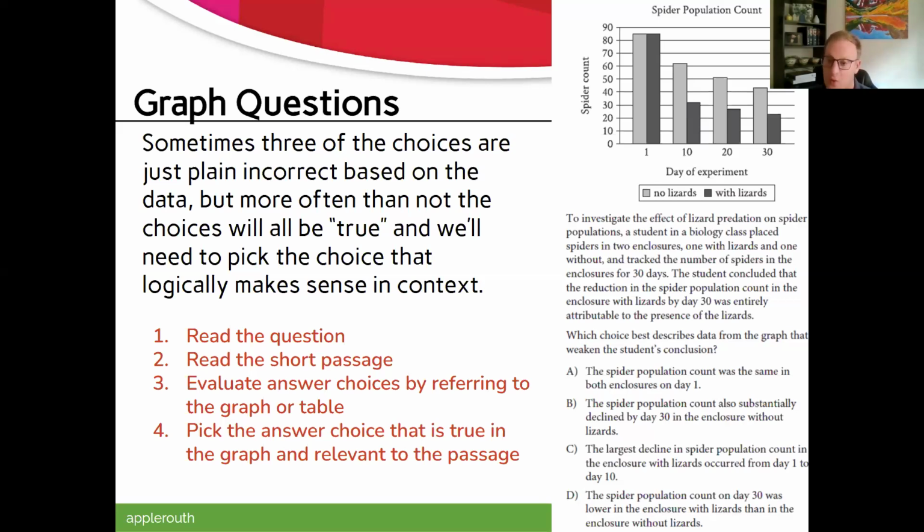So I recommend start with the question, read the passage to figure out what the student's conclusion is, evaluate choices by referring to the graph. So I'd look at A and see, okay, is that true? And then is it relevant? And then I pick the choice that is both true and relevant. This is actually kind of a tough one. I'll leave it up for a second.